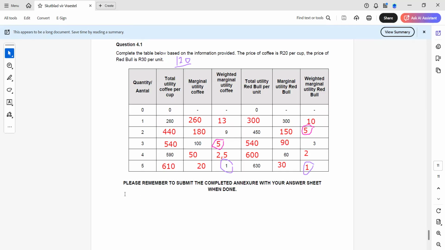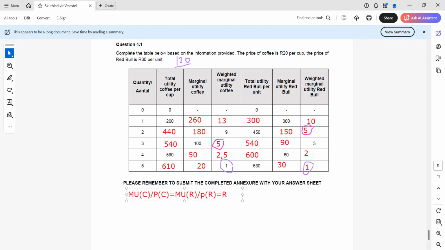Okay, so this is the formula for a consumer to be at equilibrium. Your marginal utility for good C, for coffee, divided by the price for coffee, has to be equal to the marginal utility for R, R for Red Bull, divided by the price for R. It has to be equal to what?